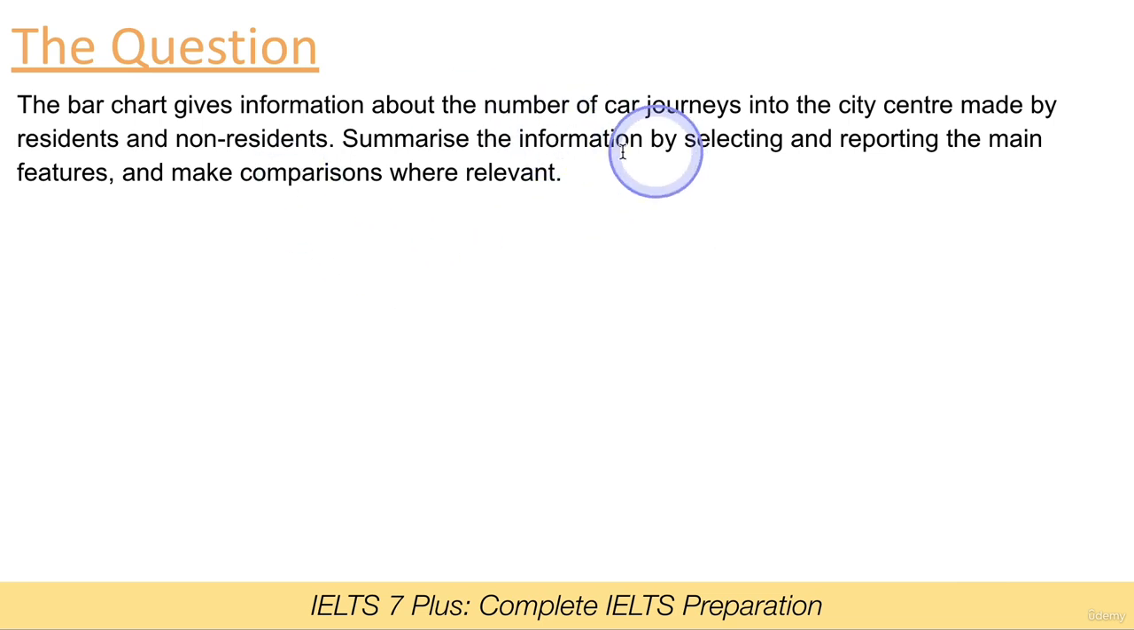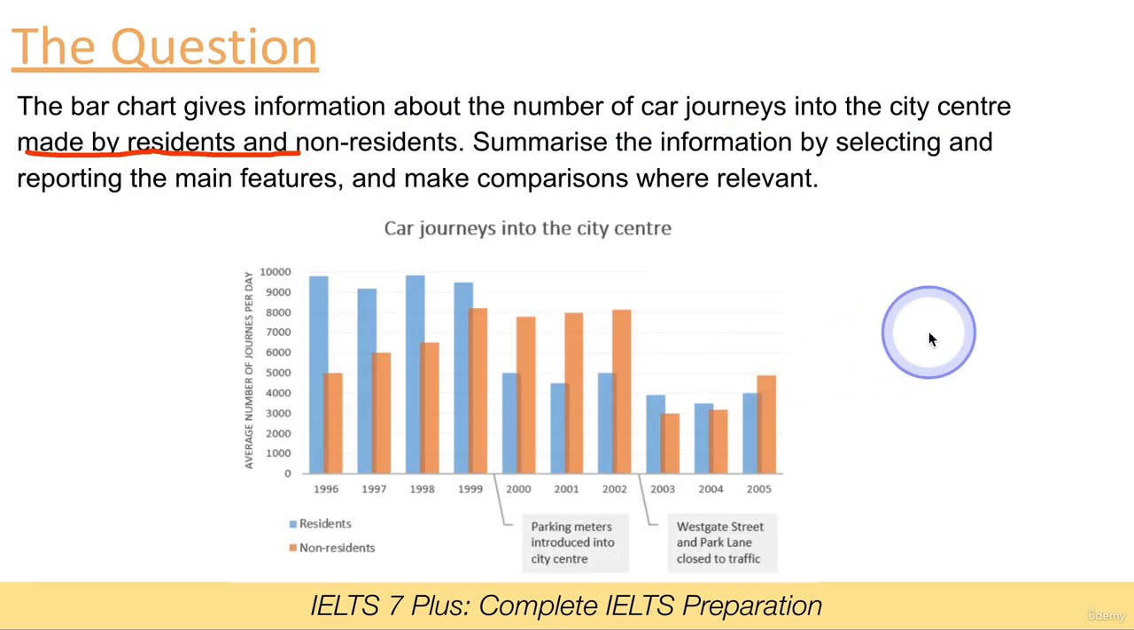Okay, so what is this bar chart going to be about? The number of car journeys into the city centre. And we've got two different groups, residents and non-residents. Okay, here is the bar chart itself. So let's have a look. On the x-axis, we have the years, 1996 to 2005. We've got a key here for residents in blue and non-residents in orange.